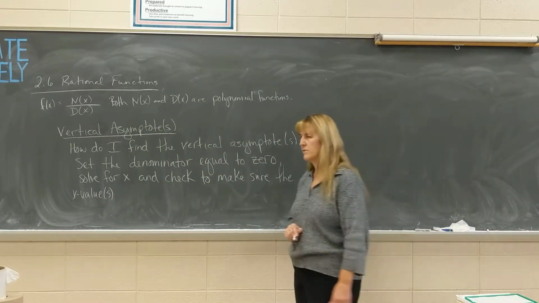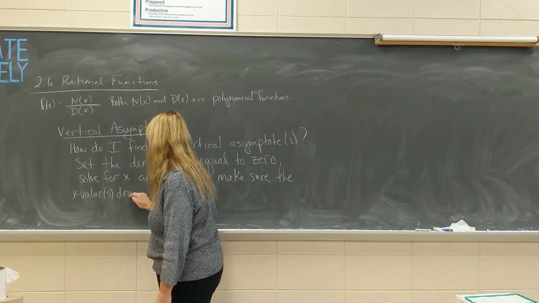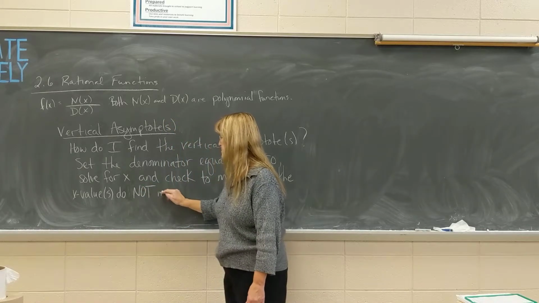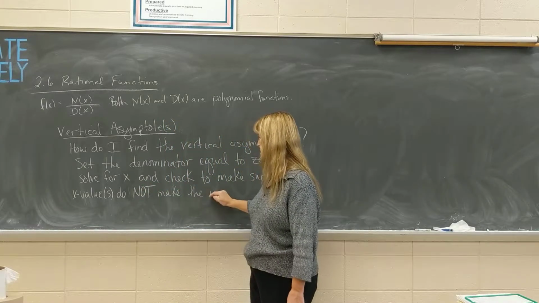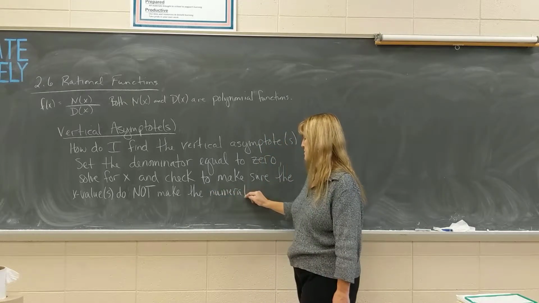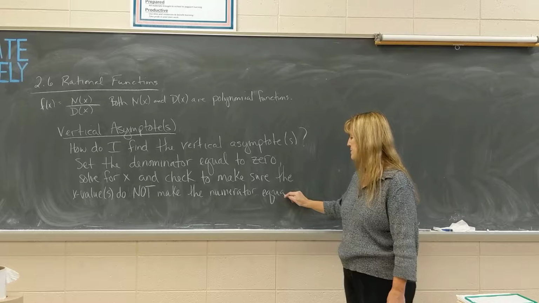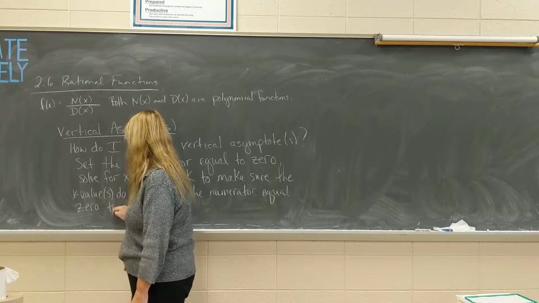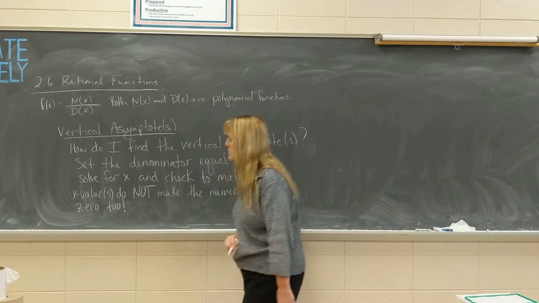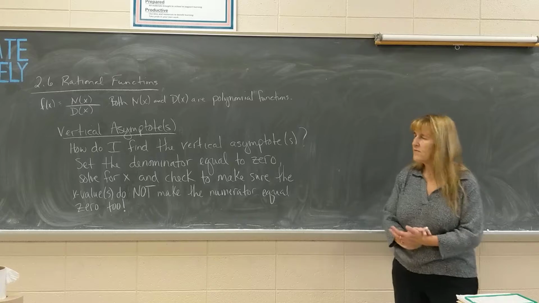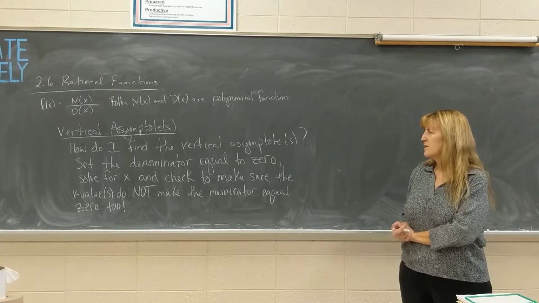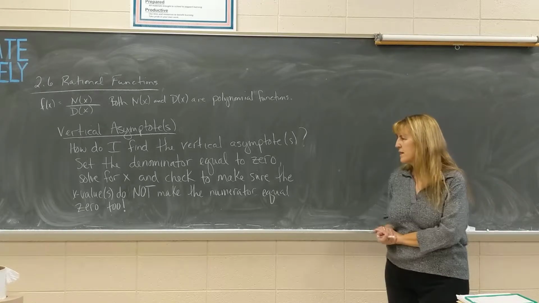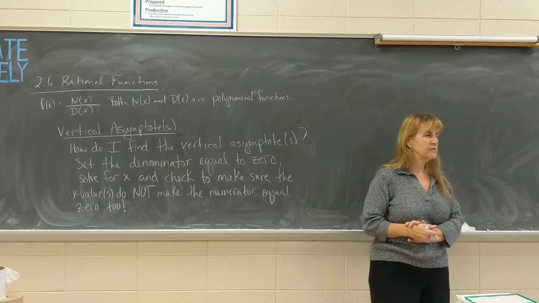Check to make sure the x values do not, to emphasize the word not, do not make the numerator equal 0, too. So how do I find a vertical asymptote? I set the denominator equal to 0, solve for x, and check to make sure the x values do not make the numerator equal to 0, too.